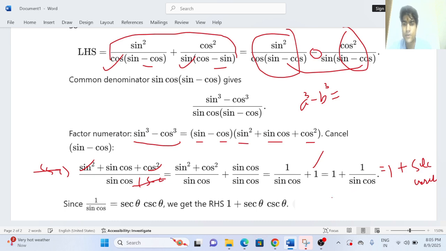I think this is clear to you, right? 1 plus sec and cosec. So we have solved this question. We have proved LHS is equal to RHS.